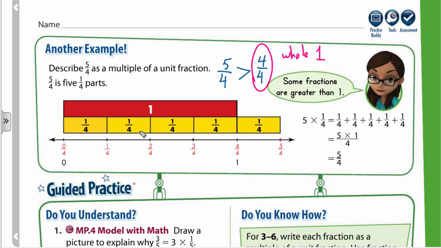Okay, let's see in the picture here. 5/4 is 5 parts of 1/4. We can use the strips and we can use the number lines.